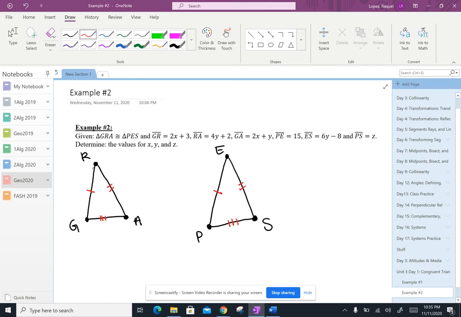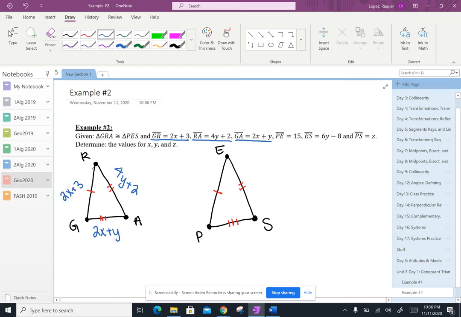Okay, now I've got my congruent sides. The next thing I want to do is label my diagram with any information that they give me, and they give me quite a lot of information. They tell me the measure of GR. So GR is 2x plus 3. That's what that side length measures. They tell me RA is 4y plus 2. They tell me GA is 2x plus y.